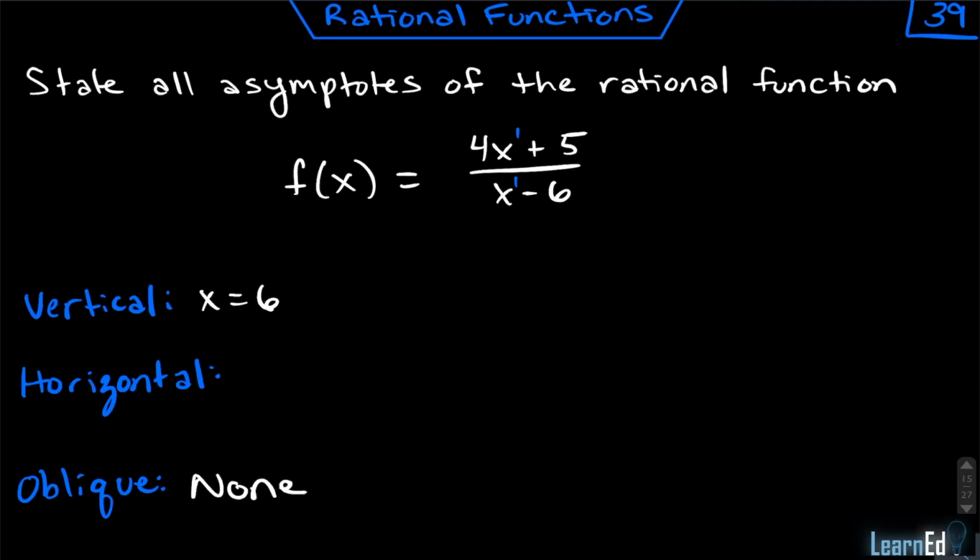And how do we figure out what that horizontal asymptote is going to be? Well, the idea here is that we just have to compare. We have a degree of 1 on top and bottom. So we have the coefficient of 4 on our x term in the top, and we have a coefficient of 1 on our x term in the bottom. So 4 over 1 is 4, and that will be our horizontal asymptote. That's exactly how you do that.